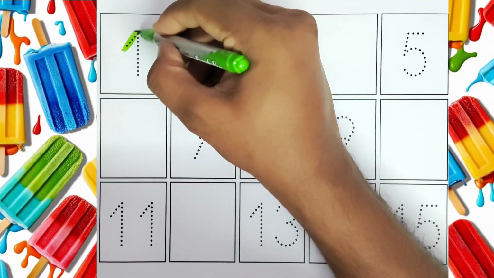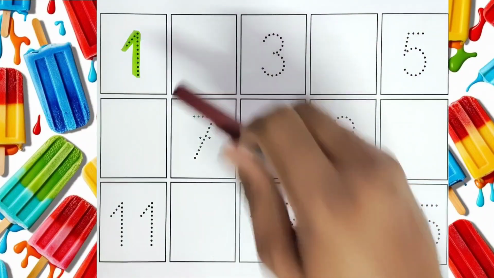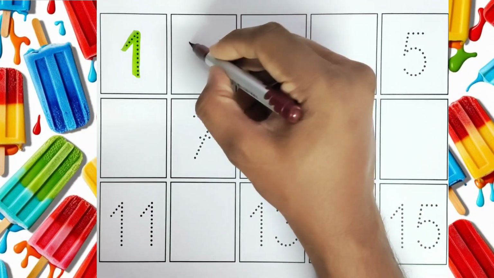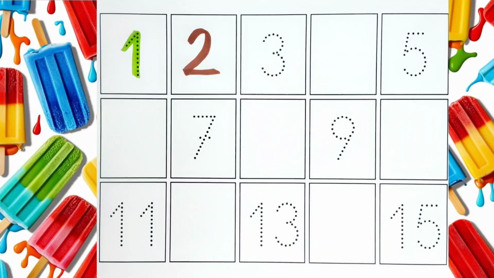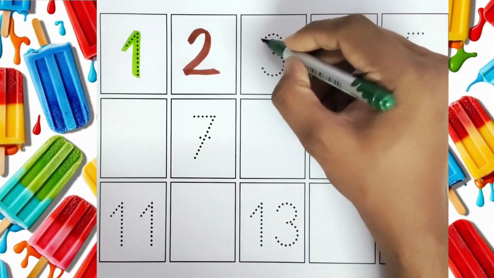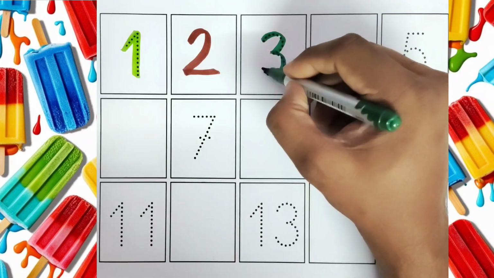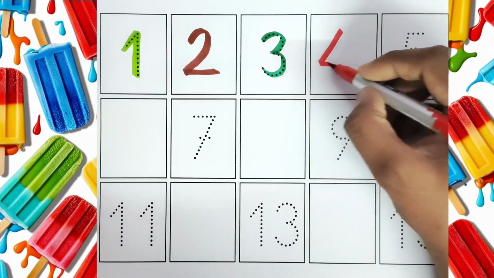1. Number 1. What comes after number 1? 2. Number 2. This is 3. Number 3. What comes after number 3? 4. Number 4.